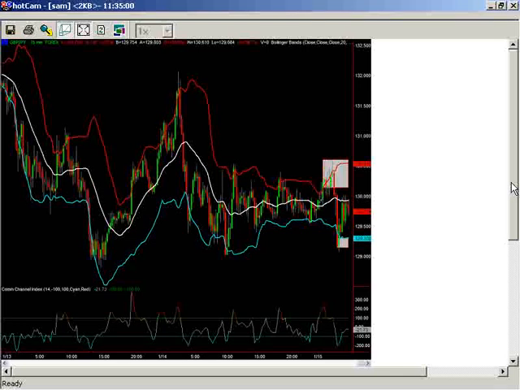Okay. So Terrell's asking a good question there, right? What's the difference between a demand level that works and one that doesn't?